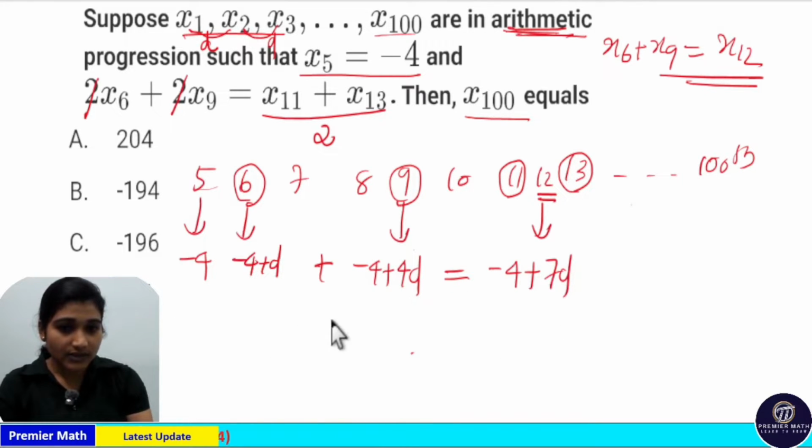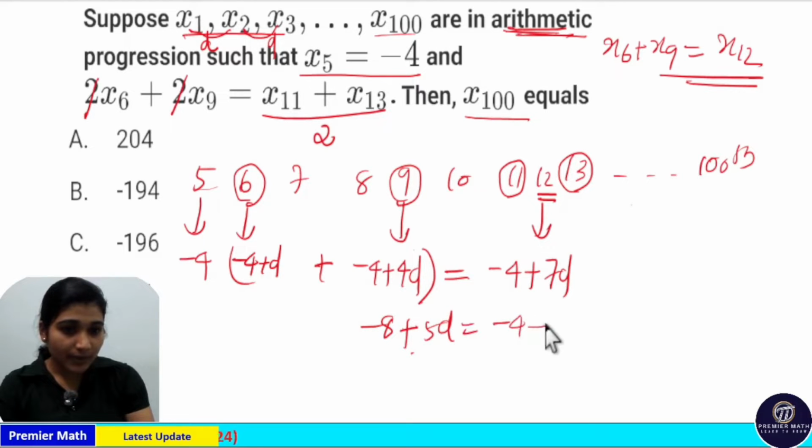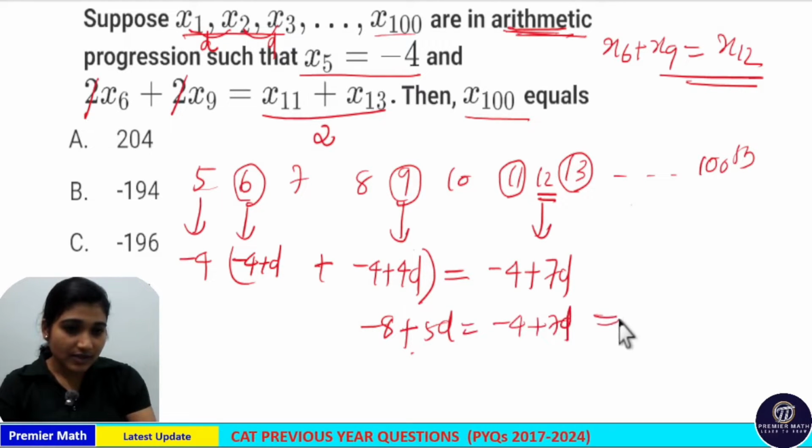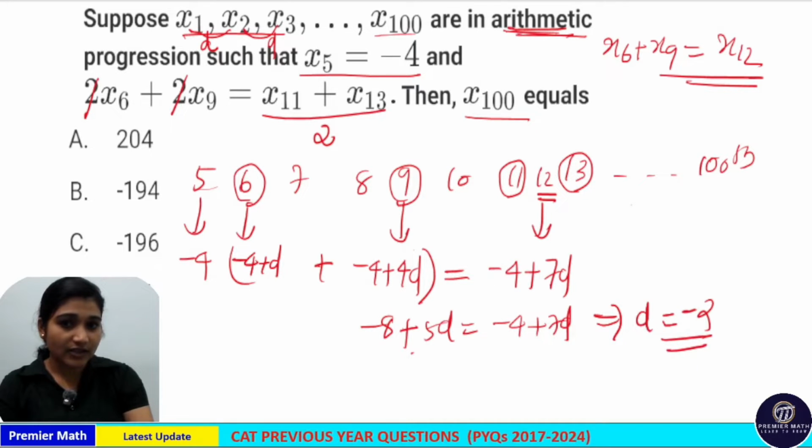So if you solve this, minus 4 plus minus 4 is minus 8. Minus 8 plus 5d equal to minus 4 plus 7d. From this, 5d minus 7d is minus 2d. Here minus 4 plus 8 is equal to 4. So 2d is equal to minus 4 means d is equal to minus 2. If d is equal to minus 2, we have to find out the 100th term.